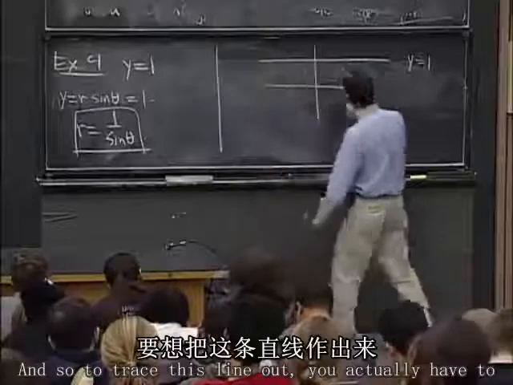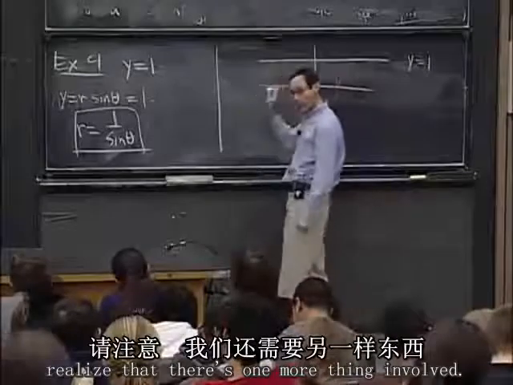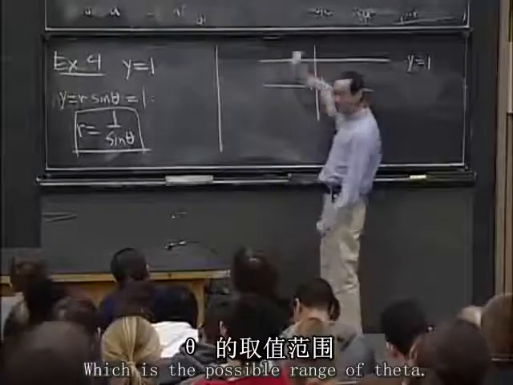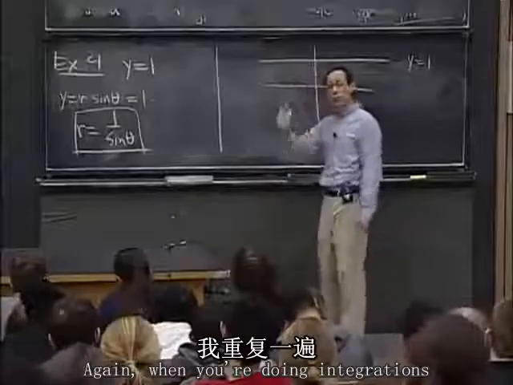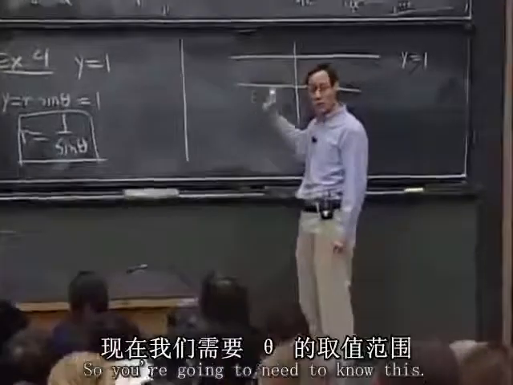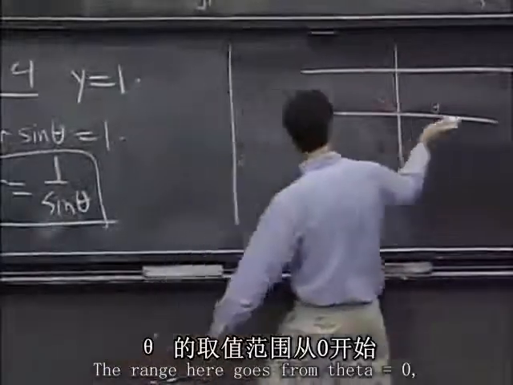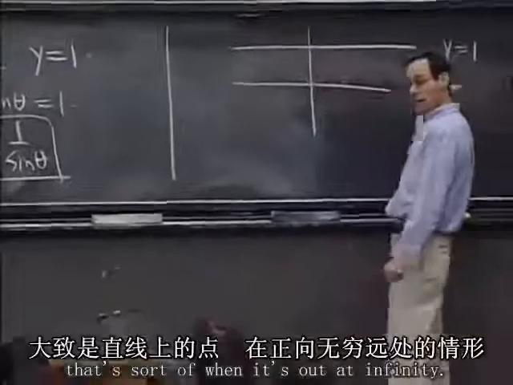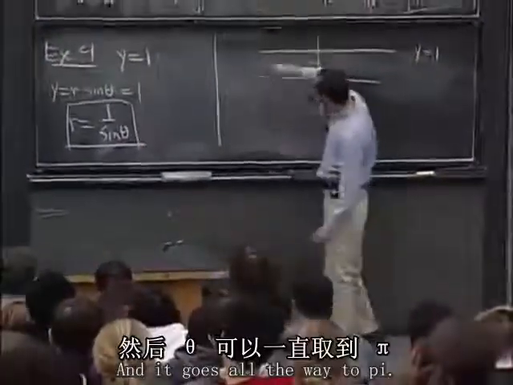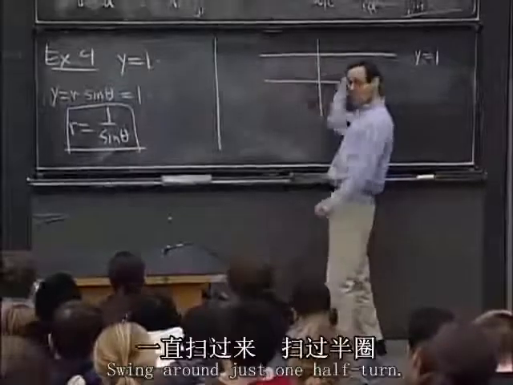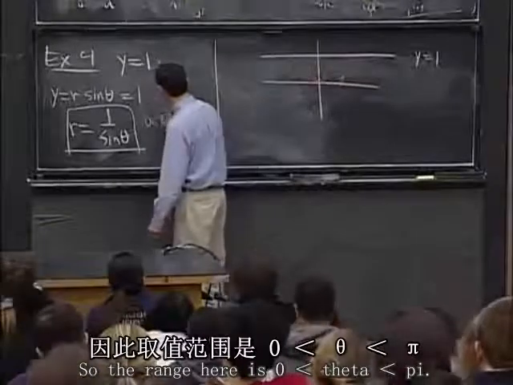And so to trace this line out, you actually have to realize that there's one more thing involved, which is the possible range of theta. Again, when you're doing integrations, you're going to need to know those limits of integration, so you're going to need to know this. The range here goes from theta equals 0, that's sort of when it's out at infinity. That's when the denominator is 0 here. And it goes all the way to pi. Swing around just 1/2 turn. So the range here is 0 less than theta less than pi.